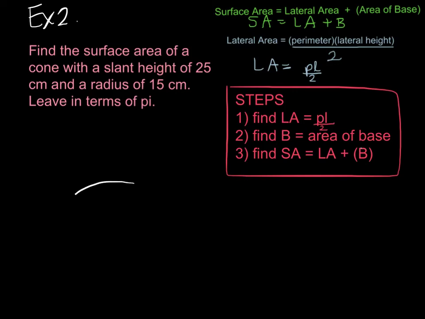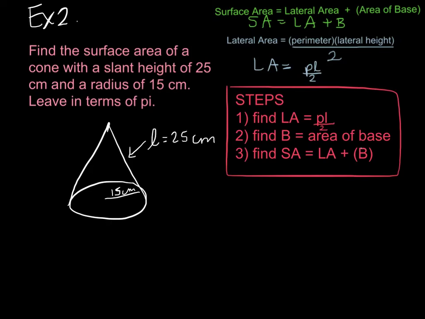I have a cone. Okay, and it says the radius is 15 centimeters and the slant height is 25 centimeters. Now we can start with our color coding. Step 1, find the lateral area. The lateral area is the perimeter of the base times the slant height divided by 2. Alright, actually I did not want to draw that line there. Okay, so let's find the perimeter first. The perimeter of the base is this measurement right here.